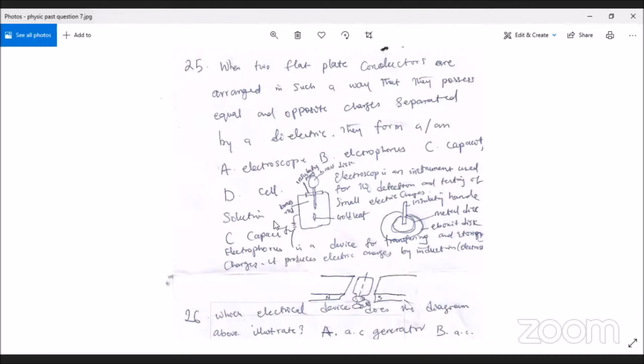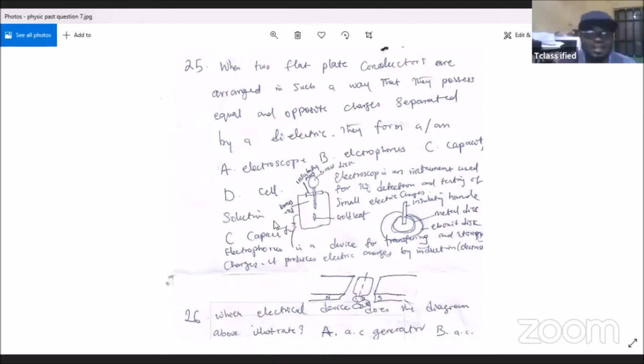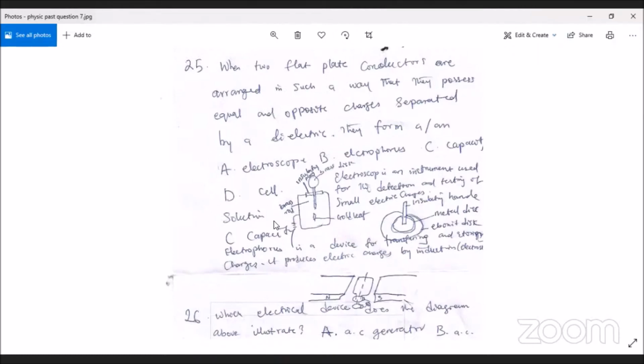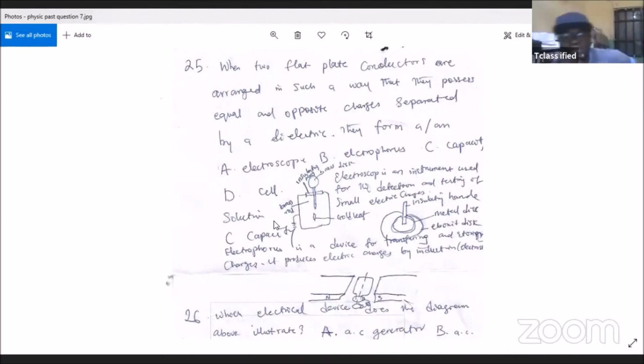I said the electroscope is the only one I'm familiar with. Good. So that's why you can see on the screen that I gave the definition of most of them. An electrophorus is simply a device for transferring and storing charges, and it produces charges by electrostatic induction.